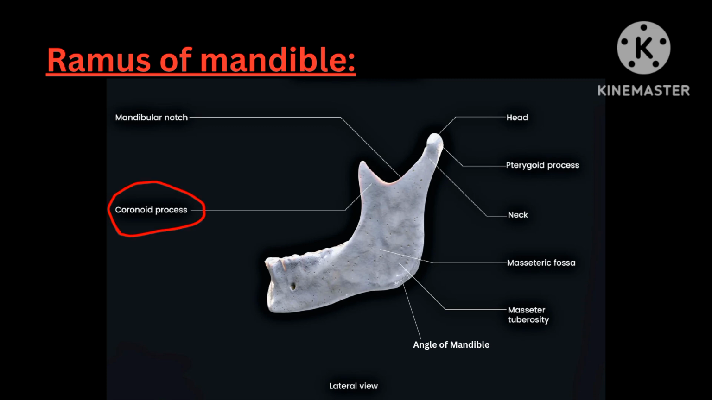The coronoid process is a muscular process located anteriorly to the condylar process of the mandible. The condylar process is thicker than the coronoid process. The temporalis muscle attaches to the coronoid process. The two processes, coronoid and condylar, of the mandible are separated by a depression known as the mandibular notch.